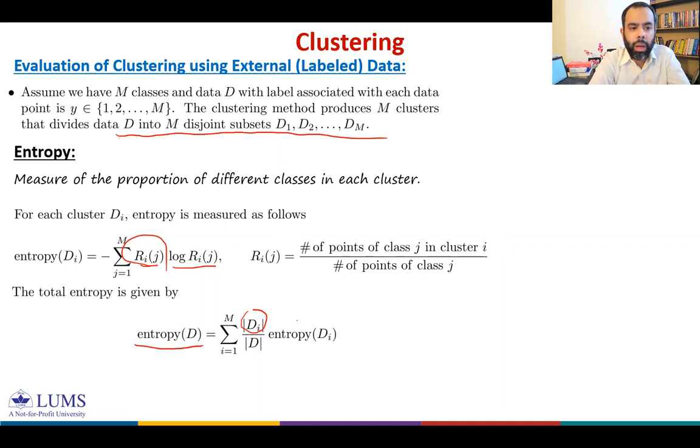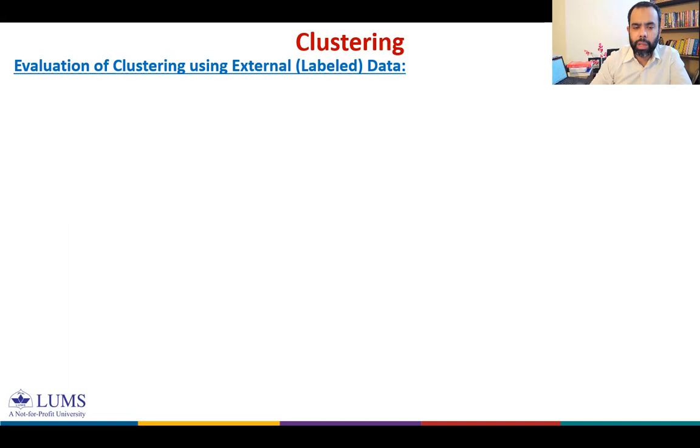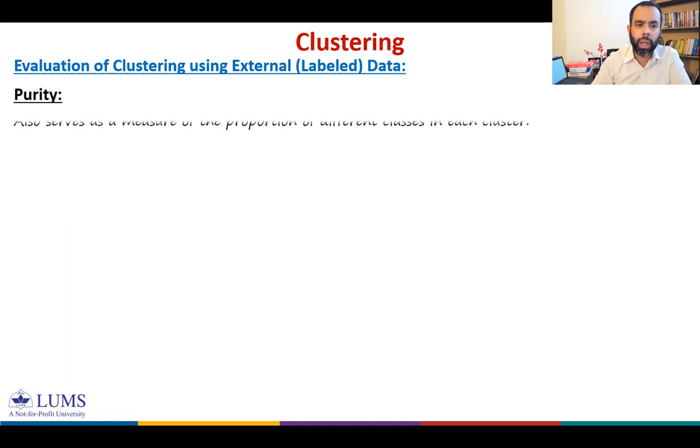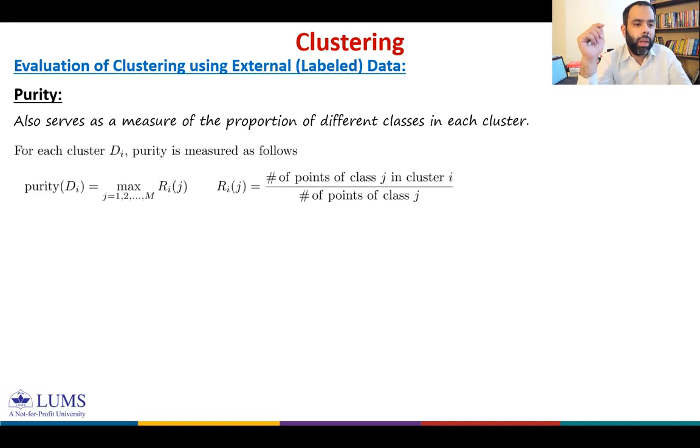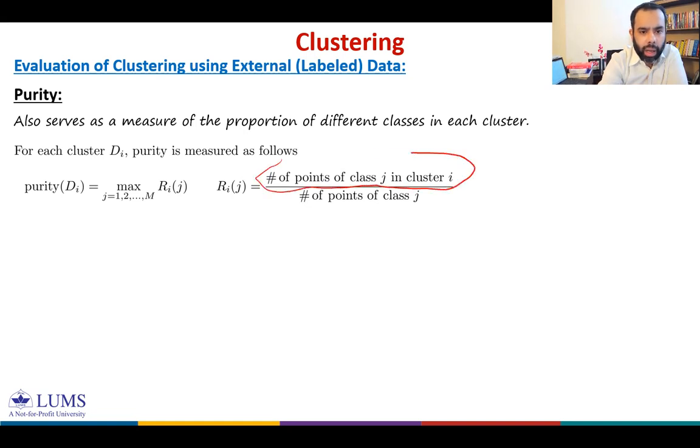Right? Alternatively, we can use purity, which is very similar to entropy, but instead it takes into account the maximum mismatch, the maximum impurity in each cluster. So for each cluster Di, we define the purity as measured by the number of points of class j in cluster i, so the same Rij, right? And we define the purity for the cluster Di by taking a maximum value over j.